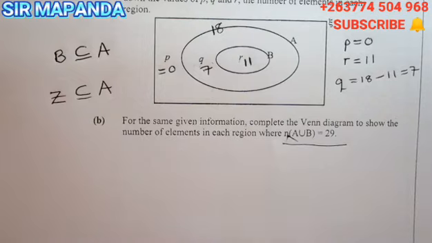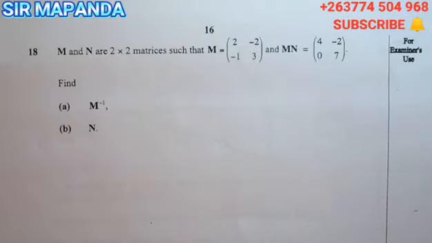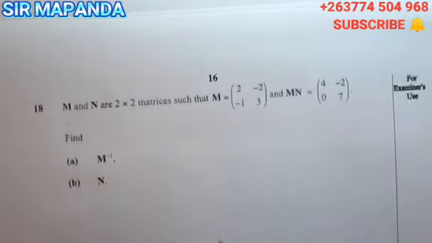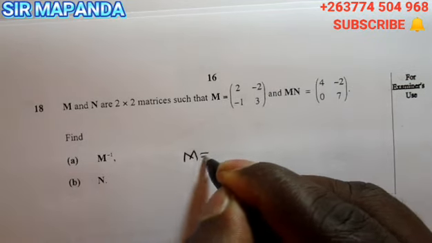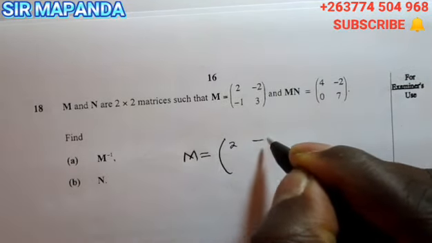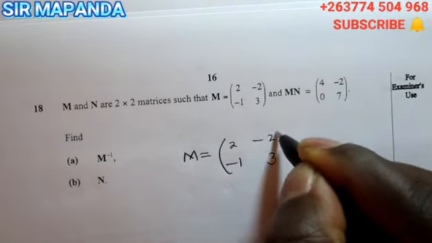Right, let us move on to the next question. We are now on question number 18. It reads, M and N are 2 by 2 matrices such that M is equal to the matrix 2, minus 2, minus 1, 3, and MN is equal to the matrix 4, minus 2, 0, 7. Here comes the first part of the question. Find M to the power of minus 1. M to the power of minus 1 denotes the inverse of M. So let me start by writing the matrix M. We have 2, minus 2, minus 1, and 3. Right.